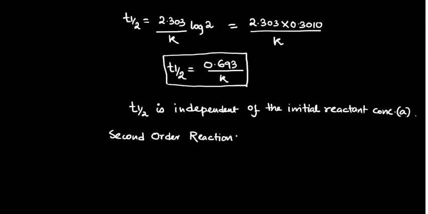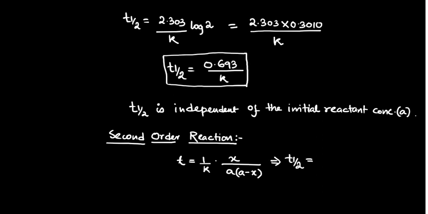Now for this, if we have a look at the integrated rate expression, so there T is equal to 1 by K into X by A into A minus X. This is the form. Now here we are putting T is equal to T half. So again it is equal to 1 by K. So X means the concentration of product.